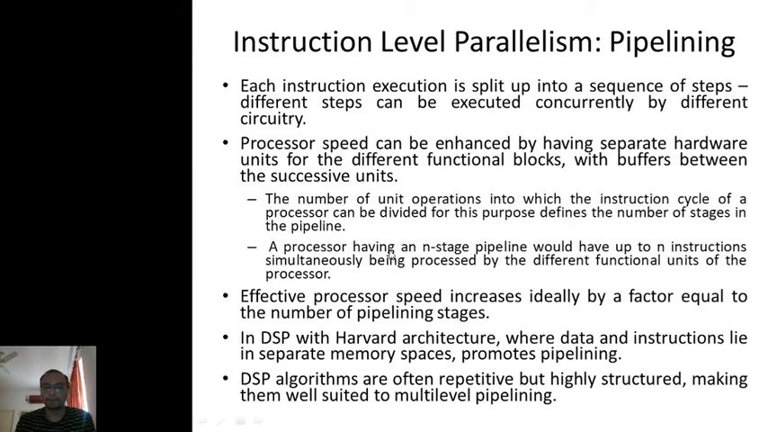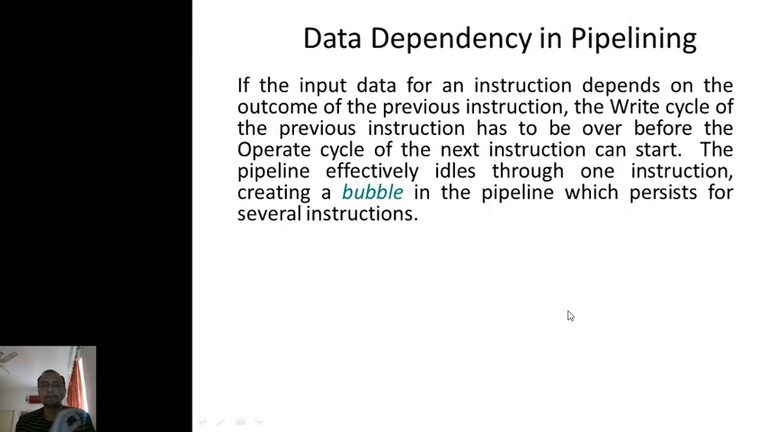And if we refer to our earlier statement, a processor having an n-stage pipeline would have up to n instructions simultaneously being processed by different functional units of the processor, and effective processor speed increases ideally by a factor equal to the number of pipelining stages. Here in our example it is 4 stages, so it is improved by a factor of 4. But again the word ideally, why this is, let me explain.